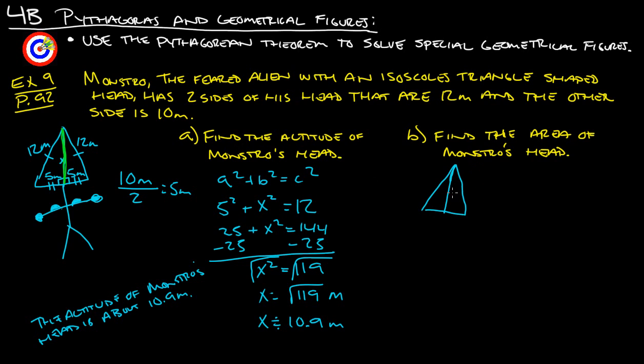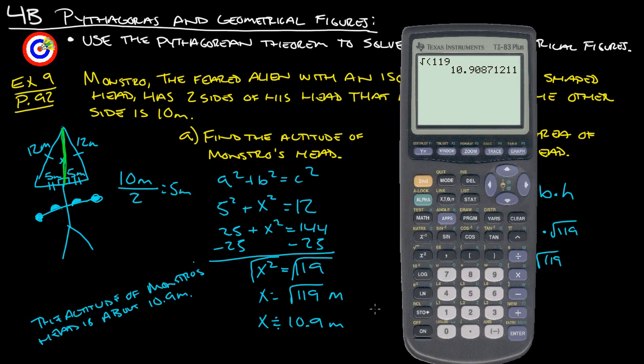And again, the part that we really want to know is this, which is, let's leave it as a square root of 119. And then also that this is 10 meters. Square root of 119 meters is the altitude, and 10 meters is the base, right? So area is going to be 1/2 the base times the height. So in this case, area equals 1/2 base, which is 10, times the height, which is square root of 119. So area equals 5 times square root of 119.